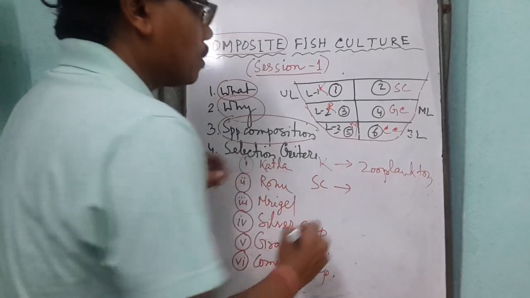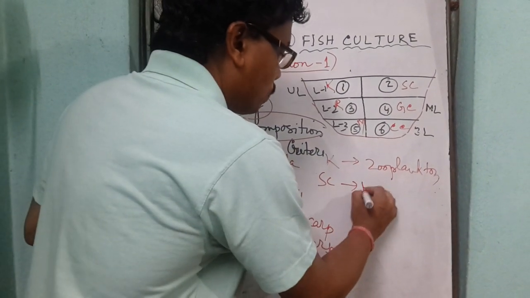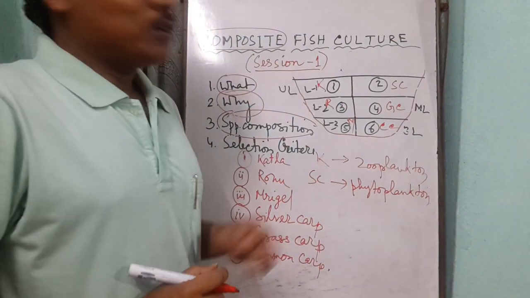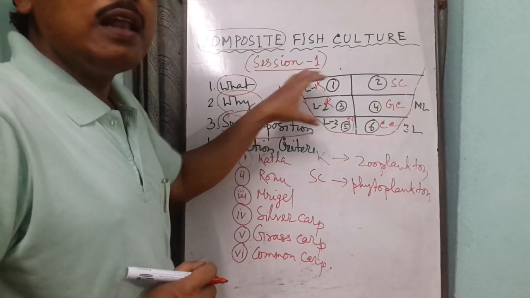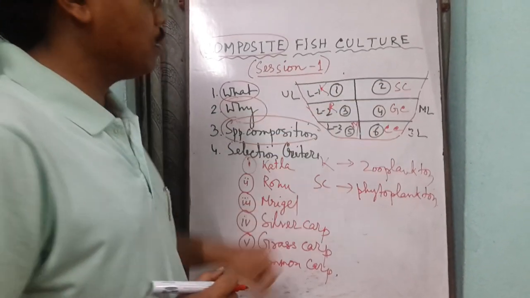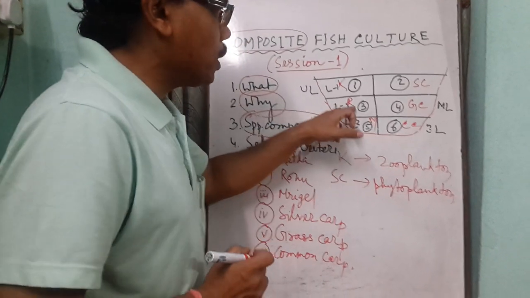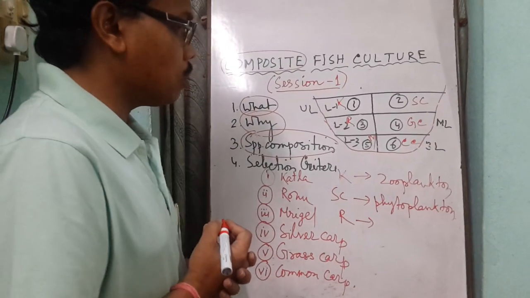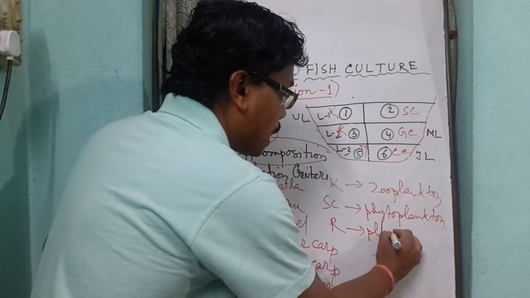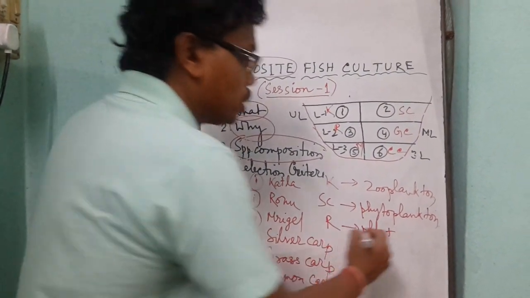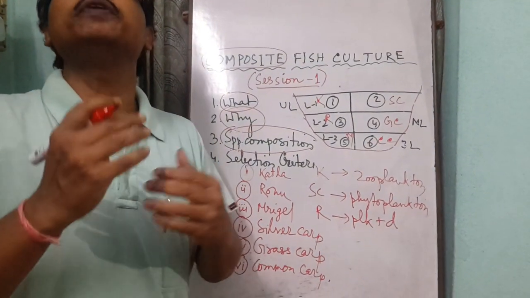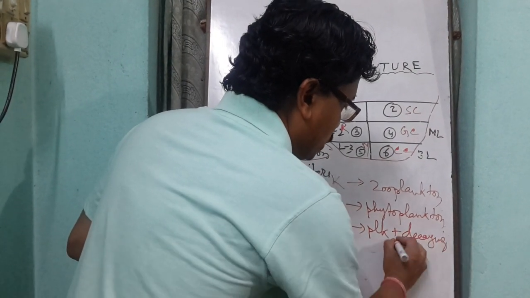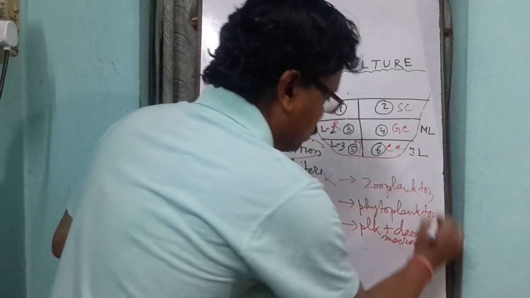But silver carp feed mainly on phytoplankton. Then, in the middle layer, two species are living. The main column dweller, the most common one, is Rohu. It feeds on plankton plus decaying macro vegetation. Decaying means rotten macro vegetation.